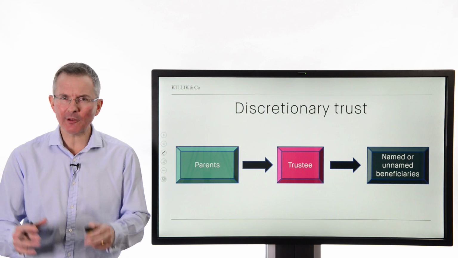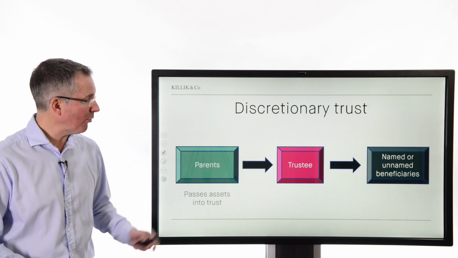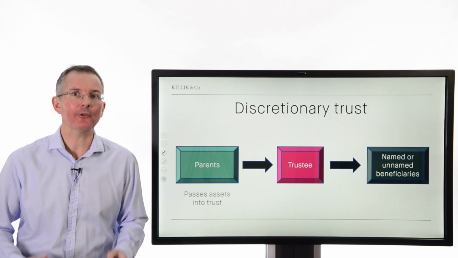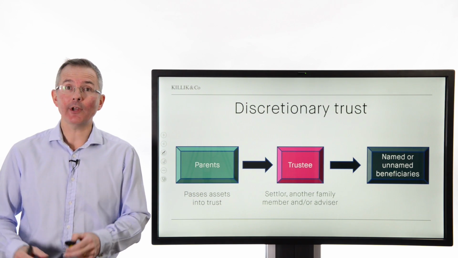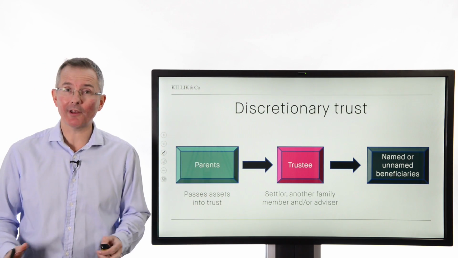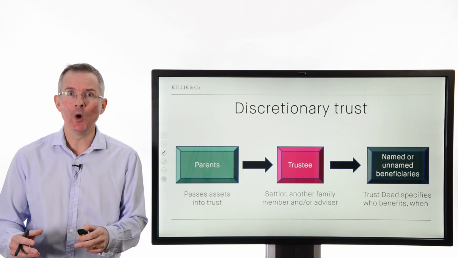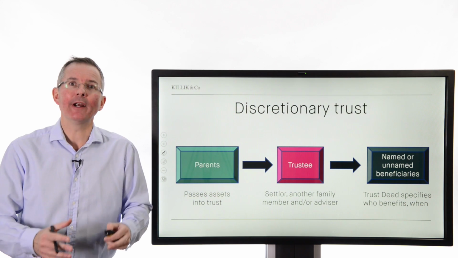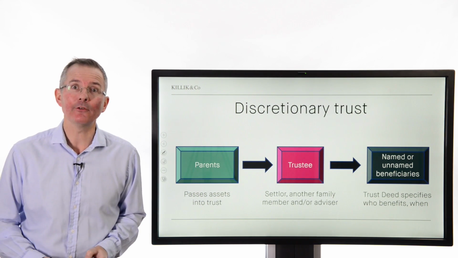Now, discretionary trust, the players are the same, but the mechanism is slightly different. So you've got, in this example, parents perhaps as the settlor, passing assets, investments for argument's sake, into a trust. You've got a trustee. Now, they can be a trustee, so can a family advisor or another family member. And then you've got a trust deed specifying who is going to benefit and when. And chances are it'll be a slightly more complicated arrangement. There may be more than one beneficiary and they may benefit in different ways.